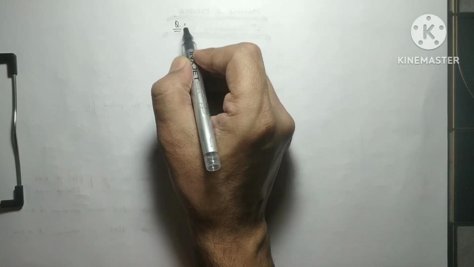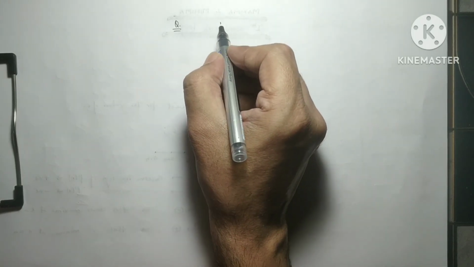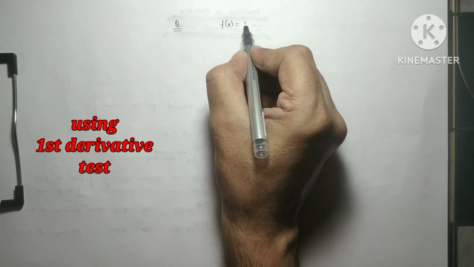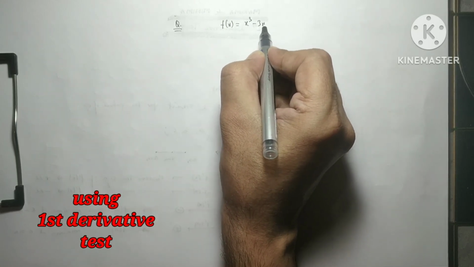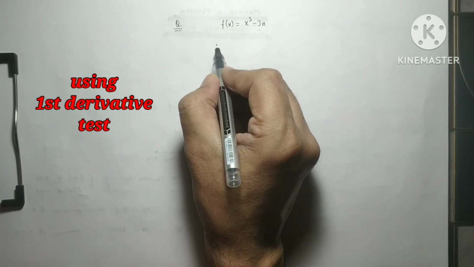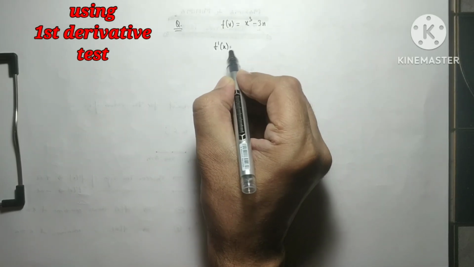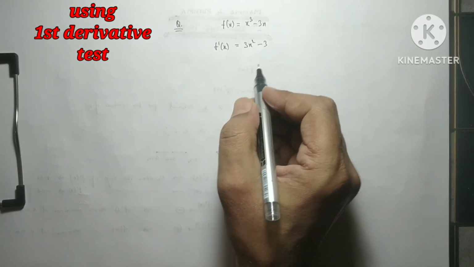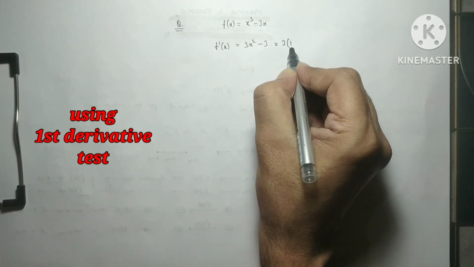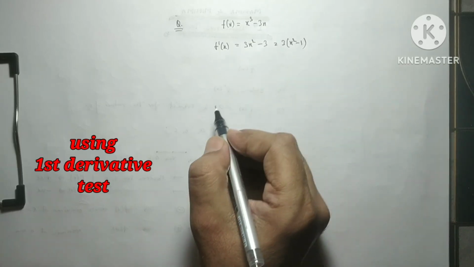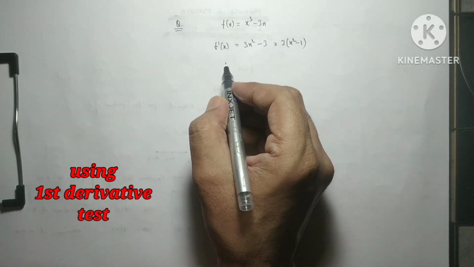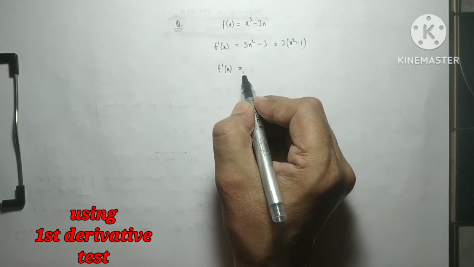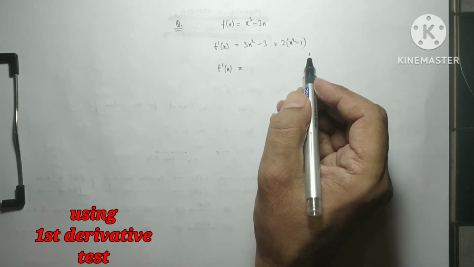Now the next question. The equation of the curve is f(x) equals x cube minus 3x. So first we differentiate it and get the first derivative, that is 3x square minus 3. Now next, we put this value equal to 0.